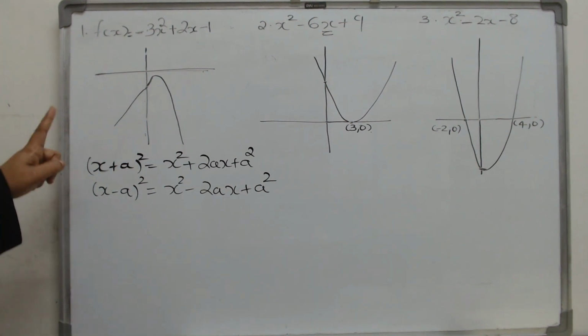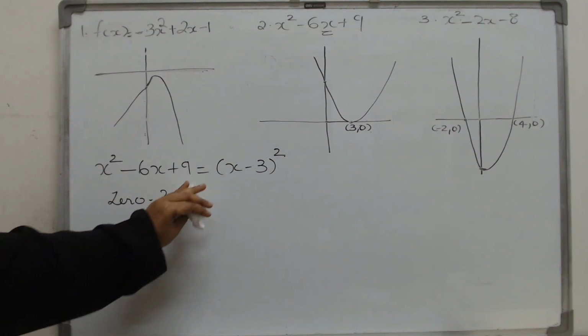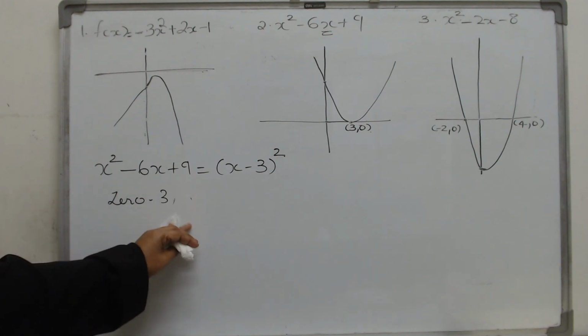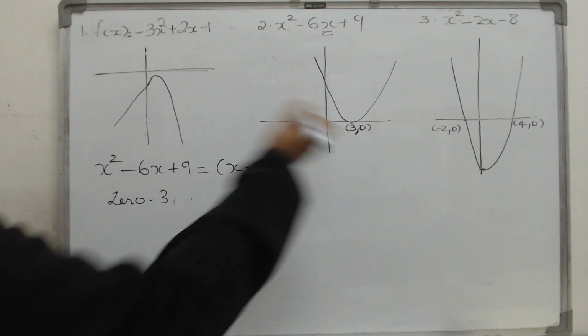Then which one is this? The first one. You can see that the 0 is 3. Technically, there is only one 0, which means where will the parabola touch? It will touch at the point (3, 0).